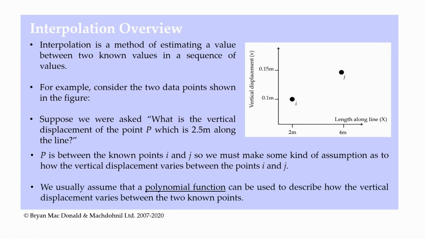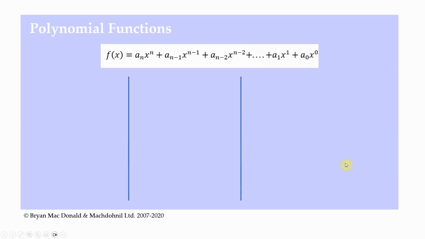And we usually assume that a polynomial function can be used to describe how the vertical displacement varies between two known points. So often, in a very simple way, we'll draw a line between i and j, but by drawing that line, we're basically assuming a linear polynomial function, or a first order polynomial function.